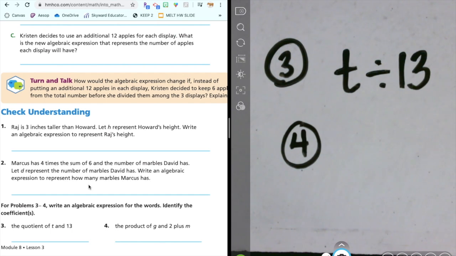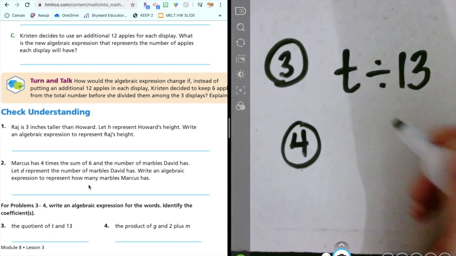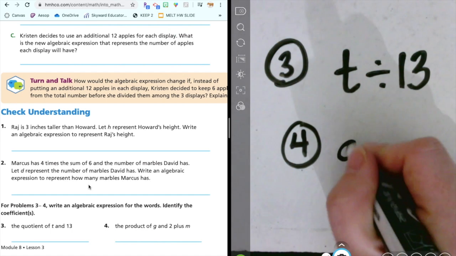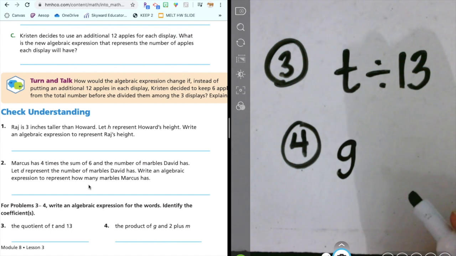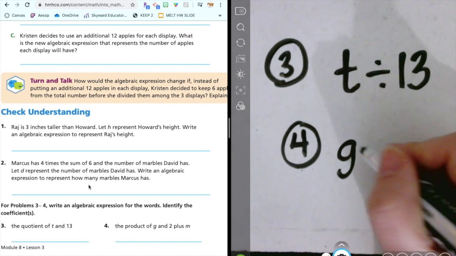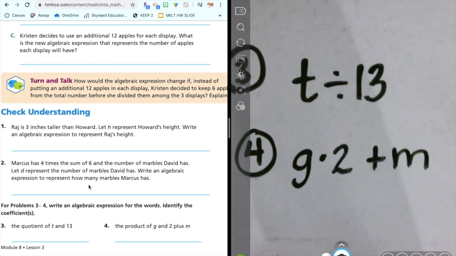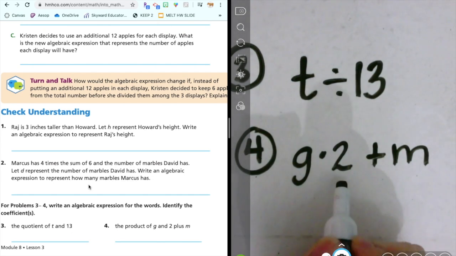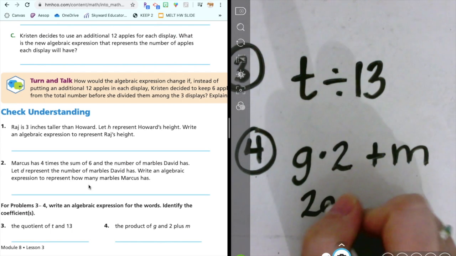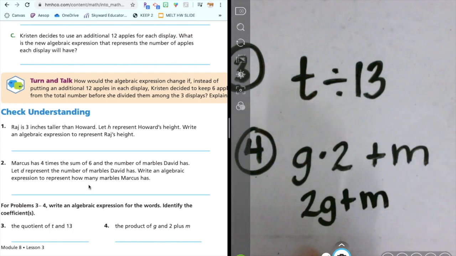All right, so it says the product of G and 2 plus M. Product of G and 2 plus M. So the product of G and 2, let's see, G and 2, product means multiply, plus M. Now, technically, this is correct. However, again, we want to practice good algebra, so we don't want to do G times 2. We want to do 2 times G plus M. Put that coefficient in front of your variable. Remember, then you don't even need the multiplication sign. Just 2G can become a coefficient.